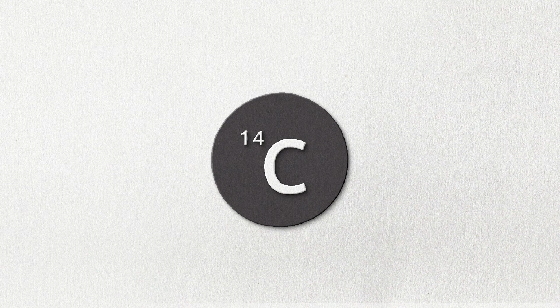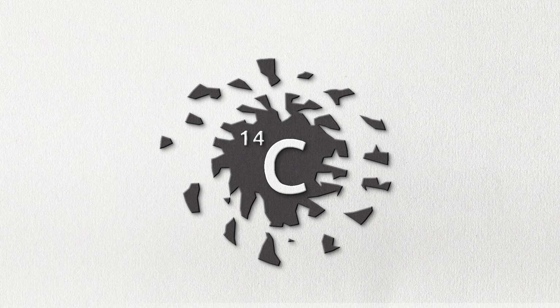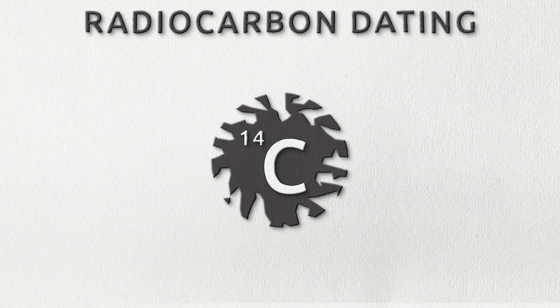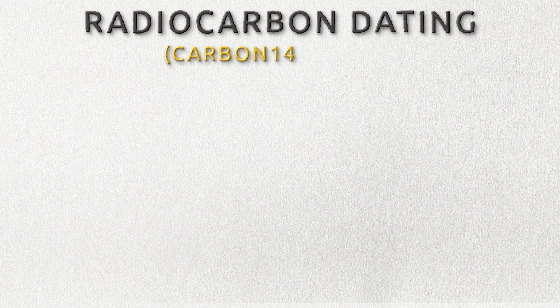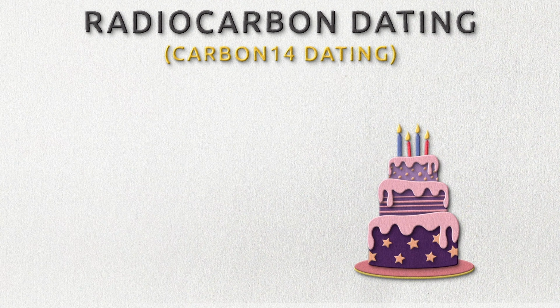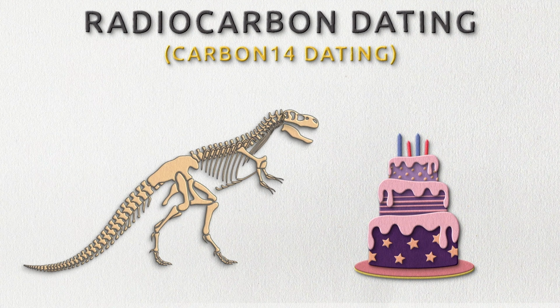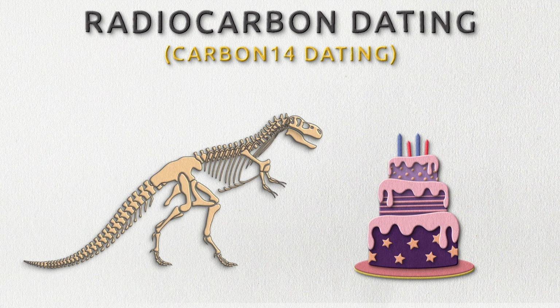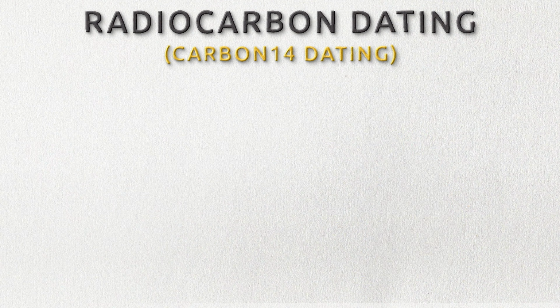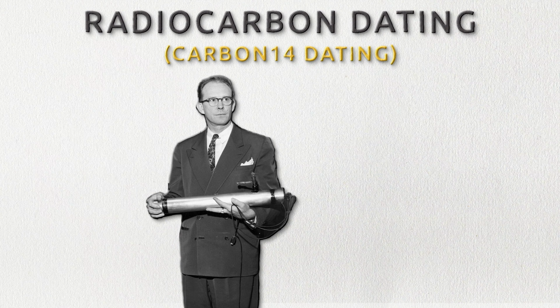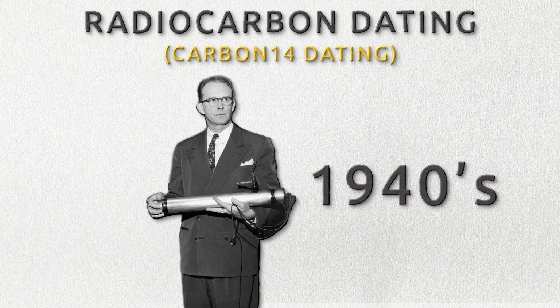Carbon-14, while radioactive, is not a useless isotope at all. You see, because of its instability, carbon-14 breaks down over time. And because of that, carbon-14 becomes a useful tool in radiocarbon dating. Radiocarbon dating, or carbon-14 dating, is a method for determining the age of organic material, like a dinosaur bone, by using the unstable properties of carbon-14. Carbon dating was developed by American chemist Willard Libby in the 1940s.